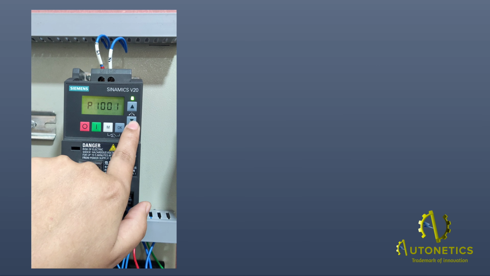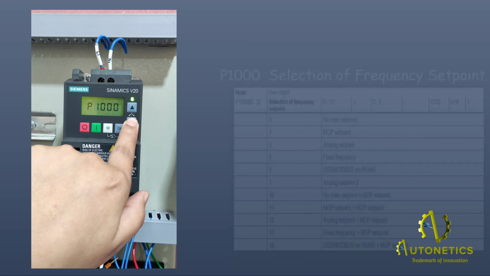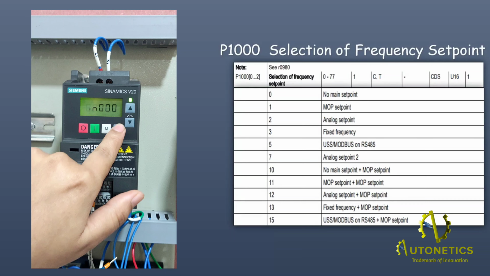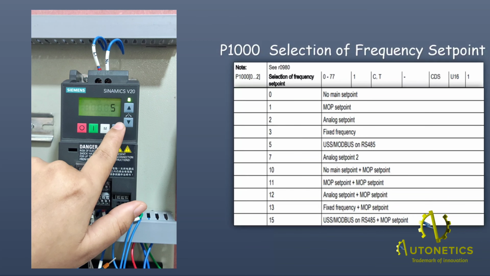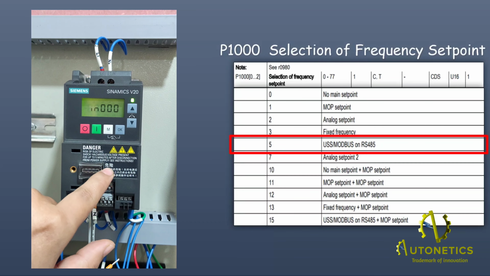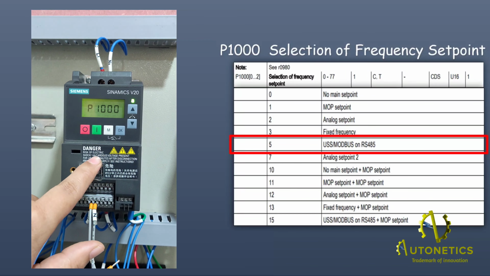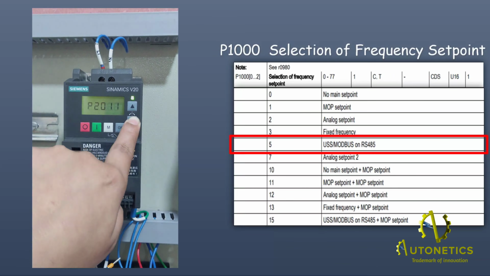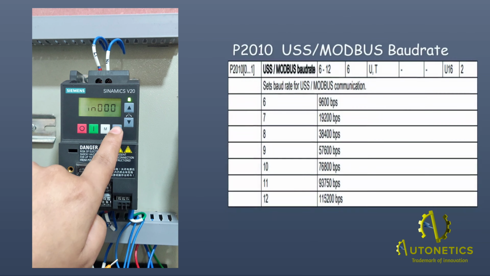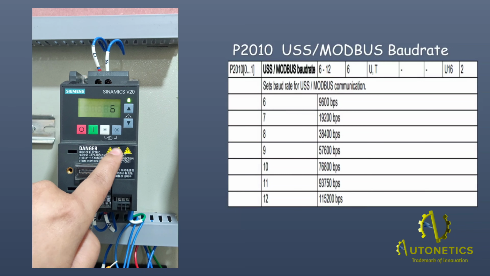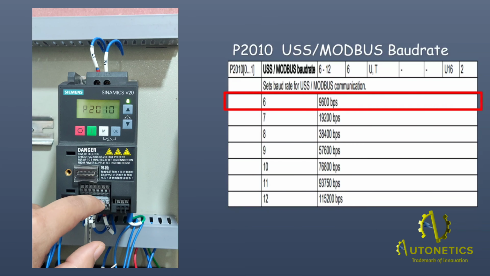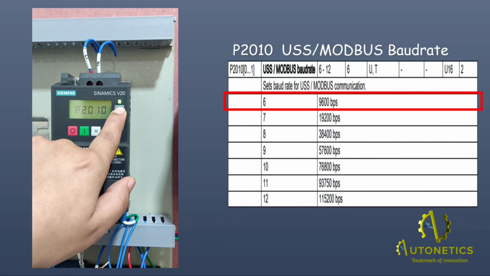After, second most important parameter is P1000. This parameter is used for the selection of the frequency setpoint. This parameter helps us to assign VFD frequency from Modbus. Then set a parameter P2010. This parameter is used for assigning a USS or Modbus baud rate. Currently, we assign a 9600 bps baud rate for communication.